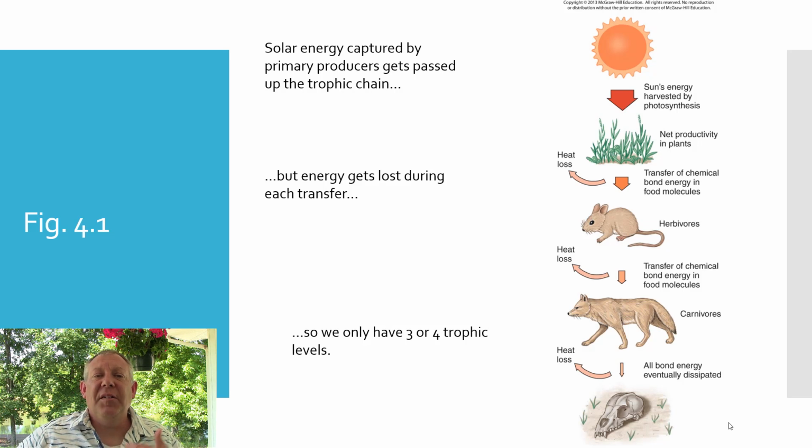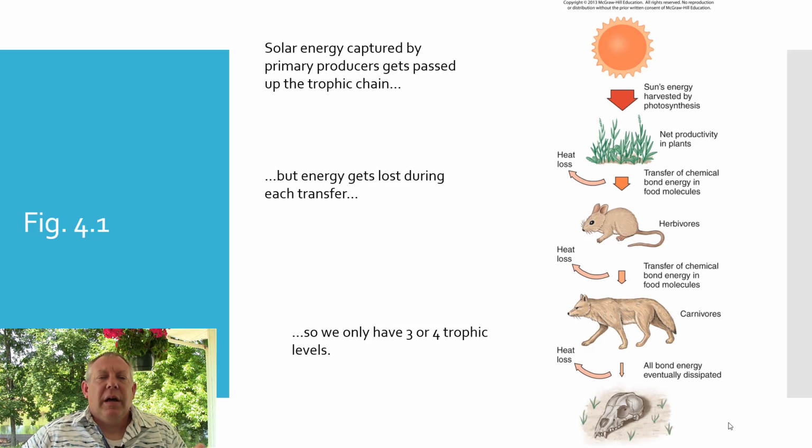Each trophic level has less and less energy because the trophic level below it has already used some of that energy and converted it to heat, and heat can't be used for much, and heat cannot be put into a chemical bond. And so that's why we only have 3 or 4 trophic levels.